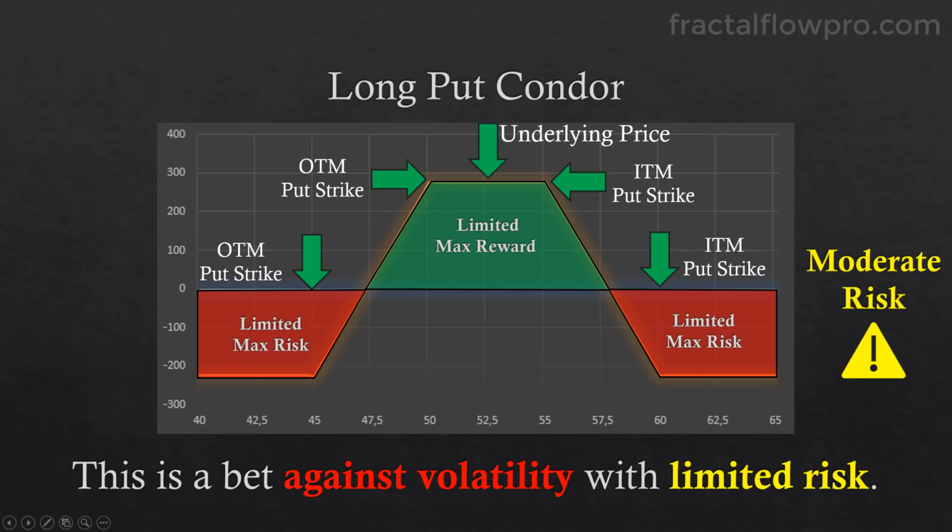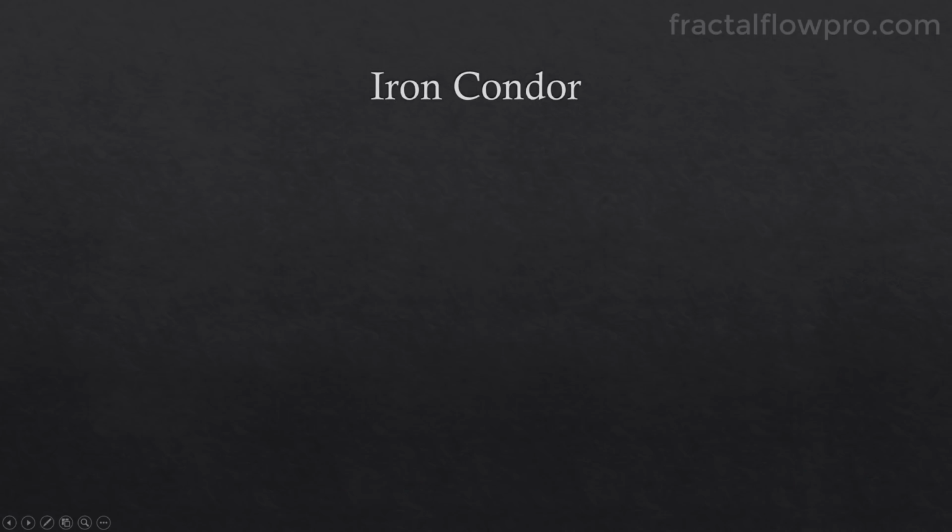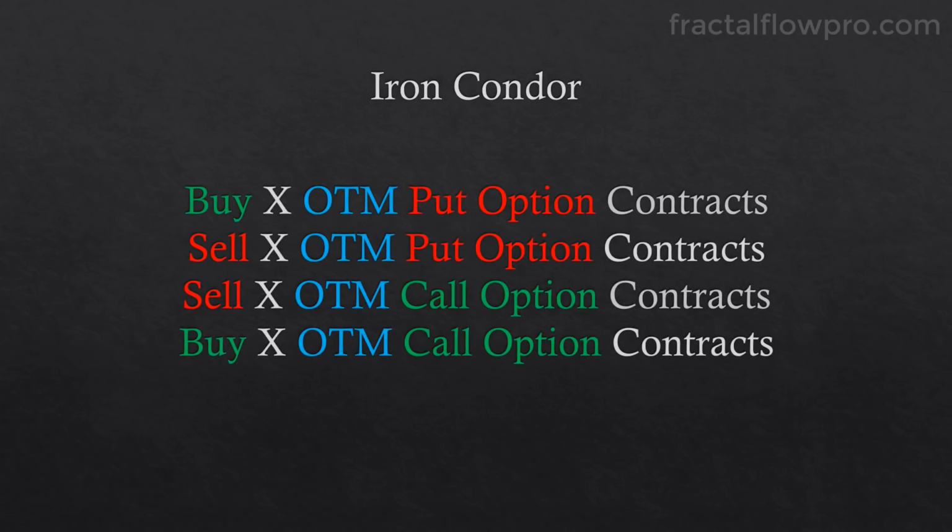Next in line, we have a strategy called iron condor, which is built using a combination of call and put option contracts. The strategy consists in buying an X amount of out-of-the-money put option contracts, then selling an X amount of slightly less out-of-the-money put option contracts, then selling an X amount of out-of-the-money call option contracts, and then finally buying an X amount of deeper out-of-the-money call option contracts.